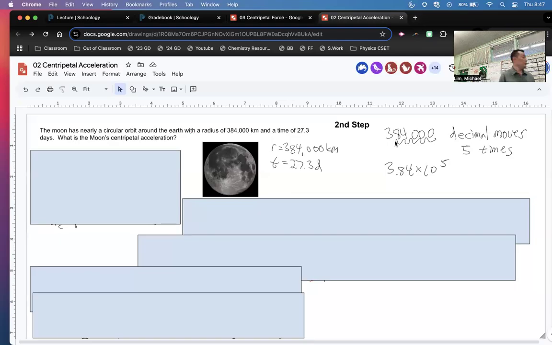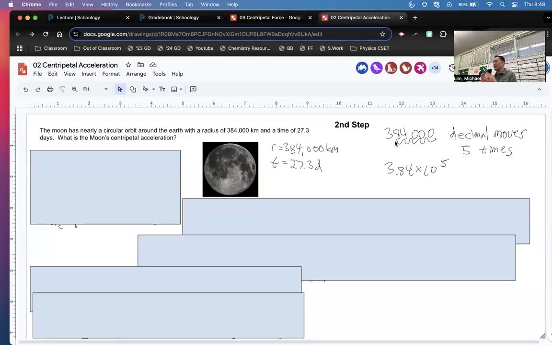Yes. We want to move the decimal so that this 384,000 becomes 3.84. Question: if the number's already smaller, do you have to change it? If the number's already small, you don't have to. If it was already 3.84, or like 300, you don't have to do that.